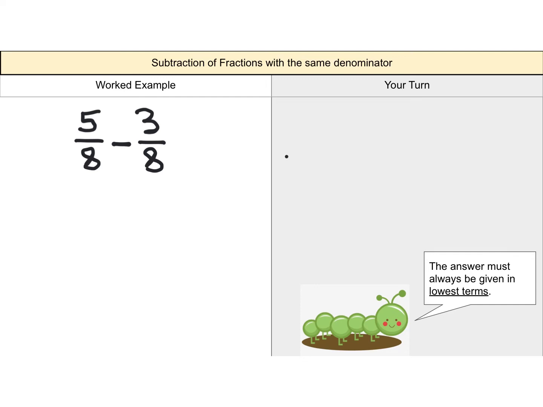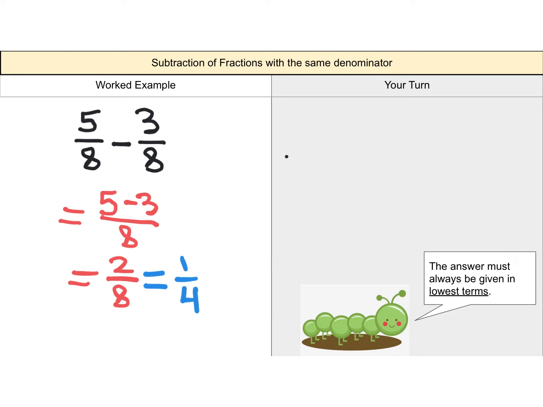When subtracting two fractions, it's going to work very similar to when we added them. I can take the two numerators and put them over the same denominator. 5 minus 3 is going to give me 2. The denominator stays the same. However, I always need to check, is it possible to reduce the fraction? And in this case, I can, so the final answer is 1/4.